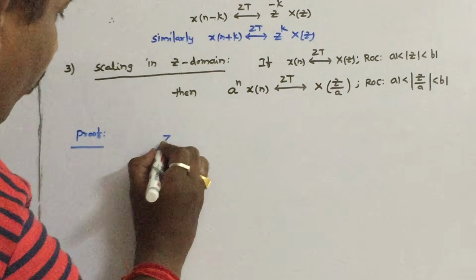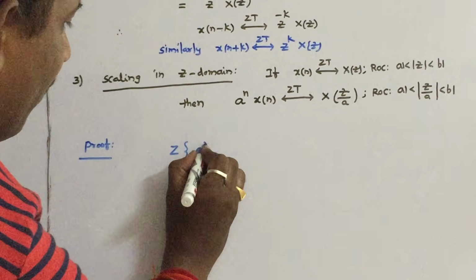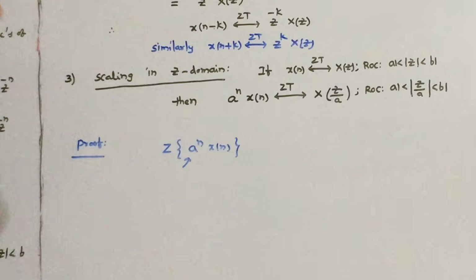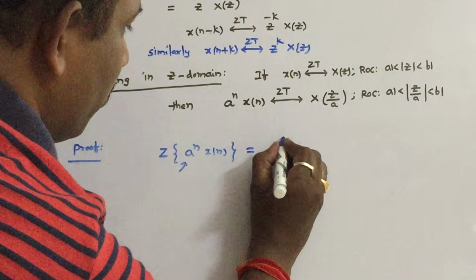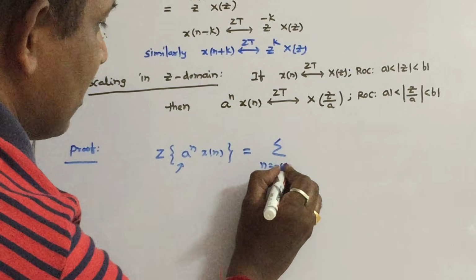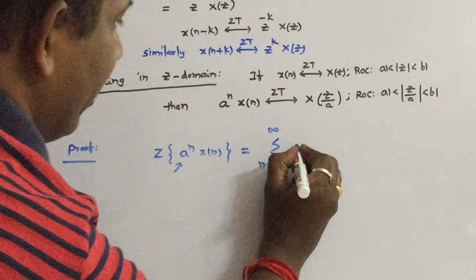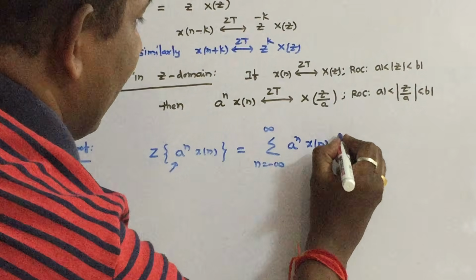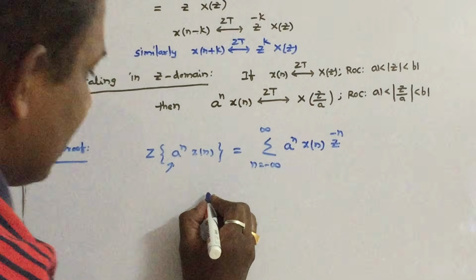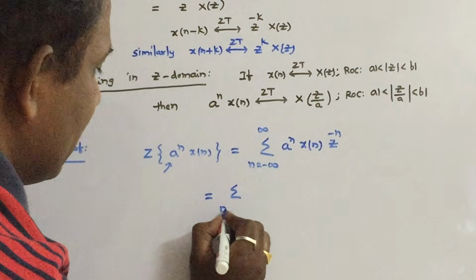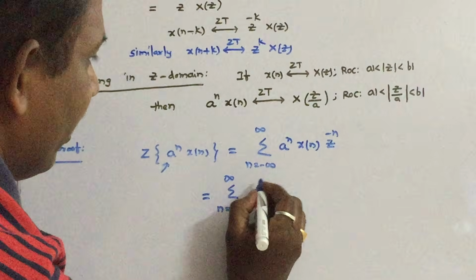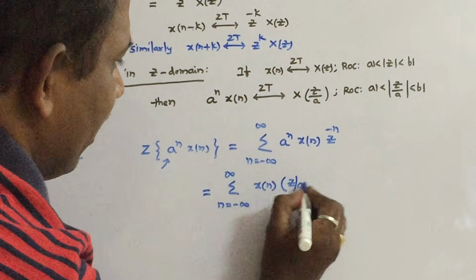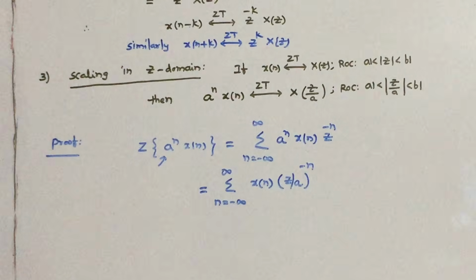So what we want to find out? We want to find out the Z transform of a power n into x of n. So that means x of n is multiplied by some exponential sequence. So just substitute in the two-sided Z transform definition. Summation n is equal to minus infinity to infinity, substitute a power n into x of n into the transformation, which is z power minus n. Let us rearrange the terms. Summation n is equal to minus infinity to infinity x of n, this is written as z by a whole power minus n.